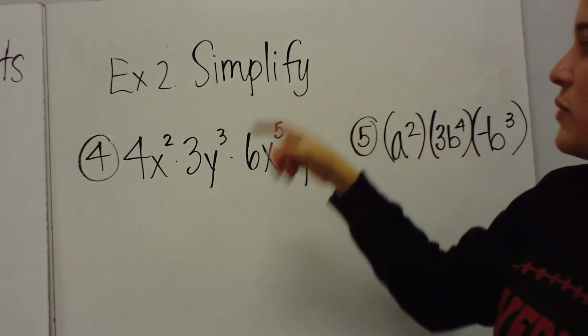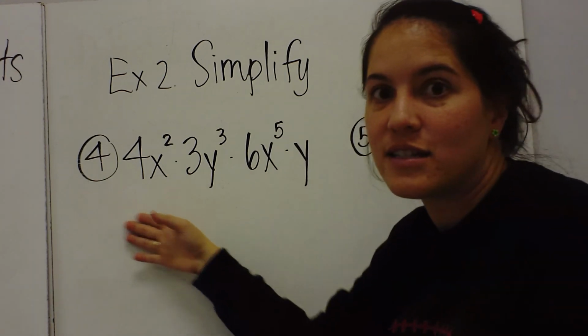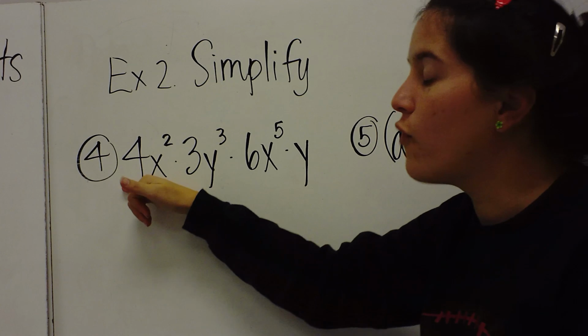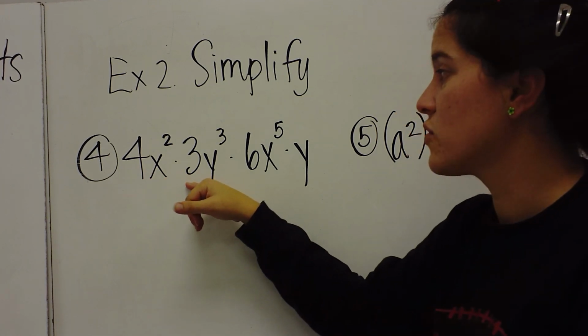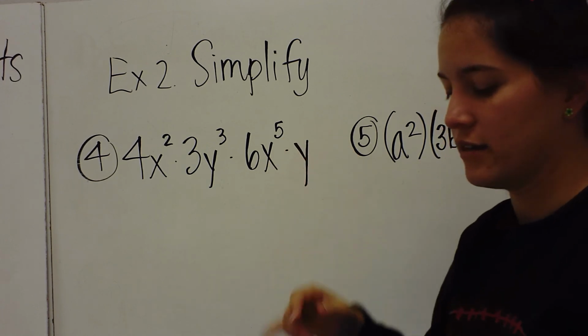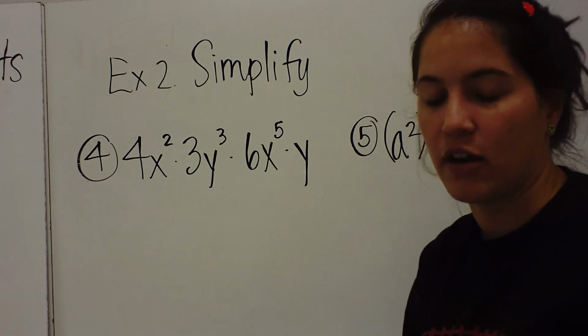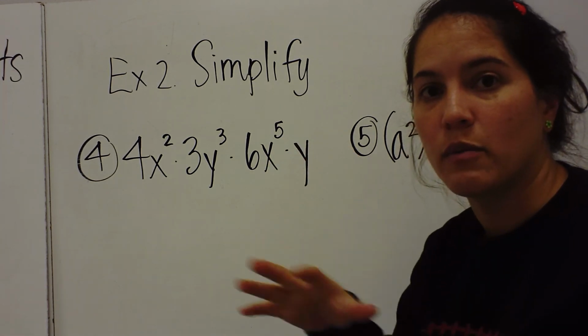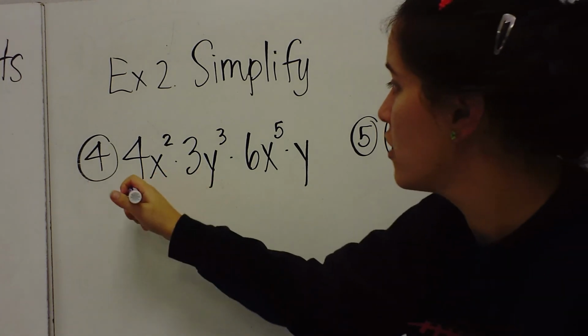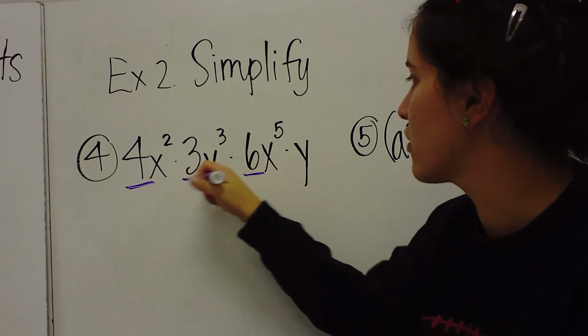All right, so example 2, some more simplified. Now look at this. This is much longer, so let me explain. 4x squared times 3y to the 3rd times 6x to the 5th times y. So there's a couple of different things going on here. First thing we need to do is get our big numbers that are being multiplied. The coefficients is what they're called. So the 4 and the 6 and the 3.